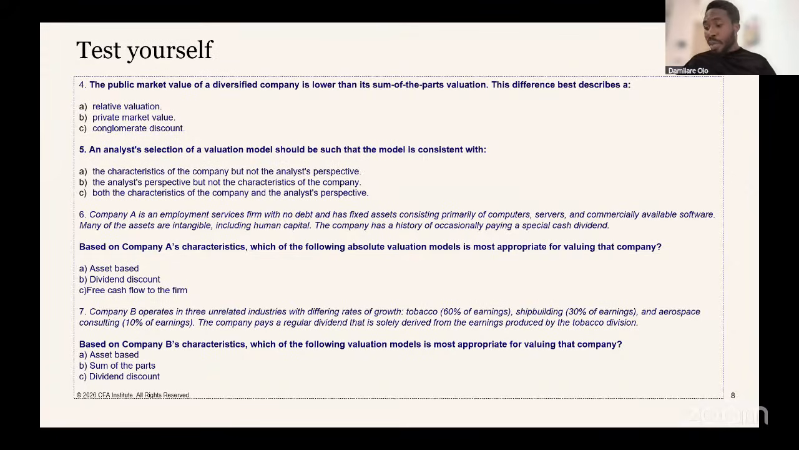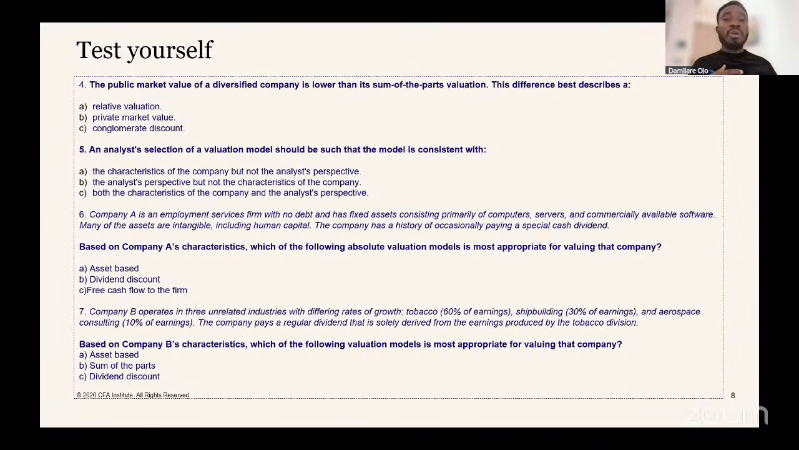Now, if you then compare this 170 and say, okay, this conglomerate is currently trading at only 159 naira per share. Your value is 170. The current market price is 159.